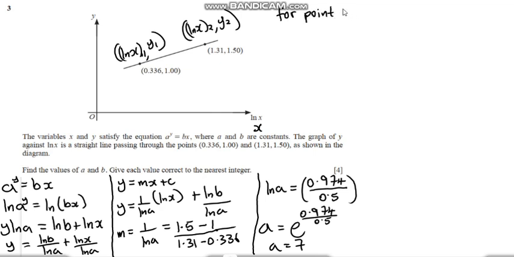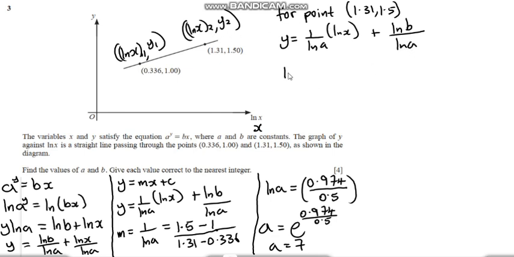So that is 1.31, 1.5. We want to express everything into this equation: y is equal to 1 all over ln a, into bracket ln x, plus ln b over ln a. So let's put everything into that using this point. Our y here is going to be 1.5 is equal to 1 over ln a. We already have ln a expressed as this, so 1 over ln a will simply be 0.5.